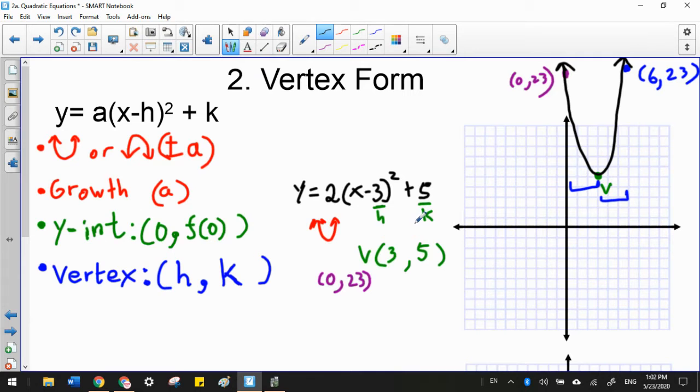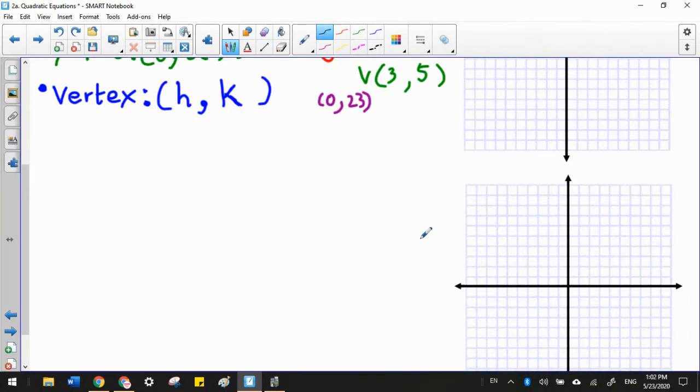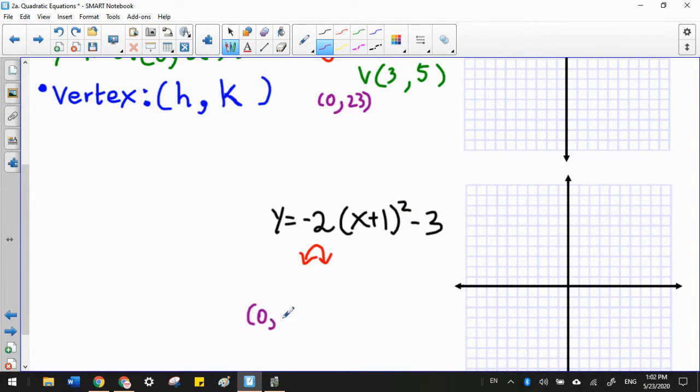And before we move on to a problem, I want to show you another example that's really important to be aware of. So now let's deal with y is equal to negative 2 times (x plus 1) squared minus 3. So for this equation, it's really easy to figure out that it's going down. Finding the y-intercept is not going to be that hard because we just shove 0 in there. So 0 plus 1 is 1, squared is 1, times negative 2 is negative 2, minus 3 is negative 5. So (0, negative 5) is my y-intercept.